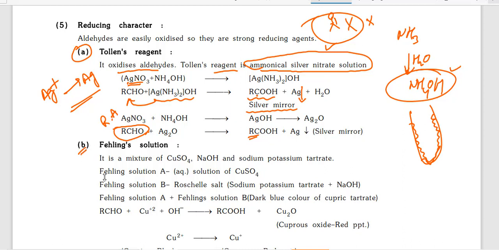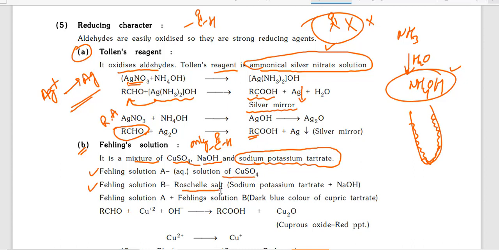Next, Fehling's test, also given by only aldehydes, with the C double bond O H group. Fehling's solution is a mixture of copper sulfate, sodium hydroxide and sodium potassium tartrate. There are two solutions: Fehling A is a solution of copper sulfate, and Fehling B is Rochelle salt, the common name for sodium potassium tartrate.